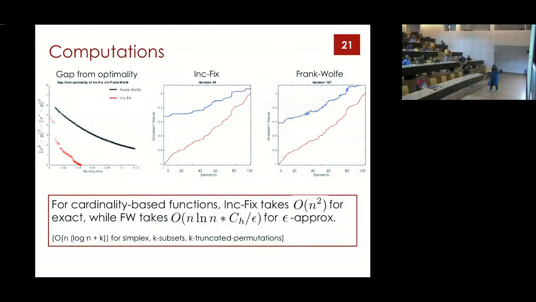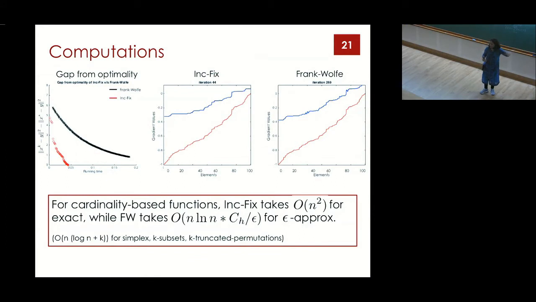So here I took a cardinality-based function with 100 elements, and I computed different distributions of points, and I started projecting them onto the base polytope of that cardinality-based function. What I'm showing you here is how Frank-Wolfe computed iterates, that's the black line converging to optimality. That's the gap from optimality, and that should go to zero. And this is how IncFix computed that very fast.